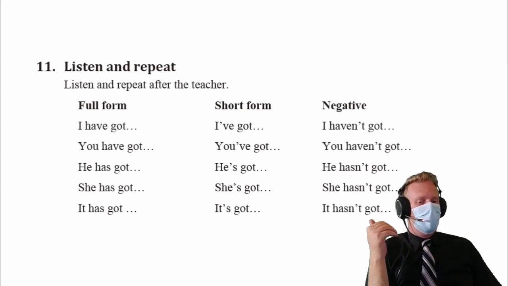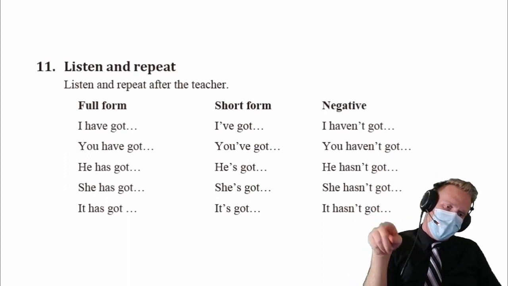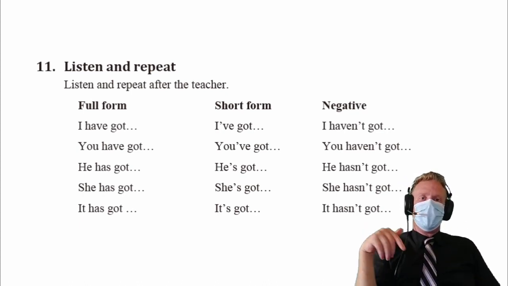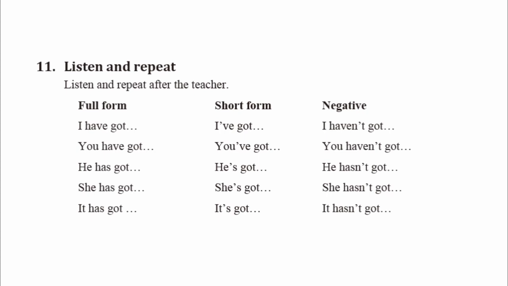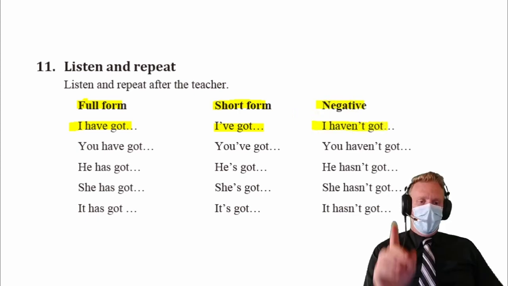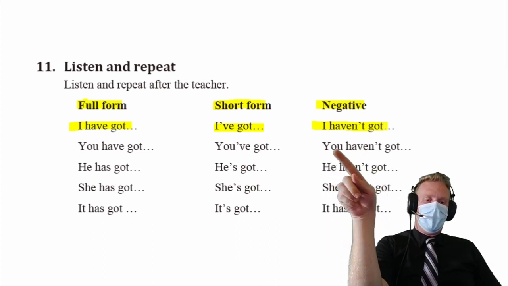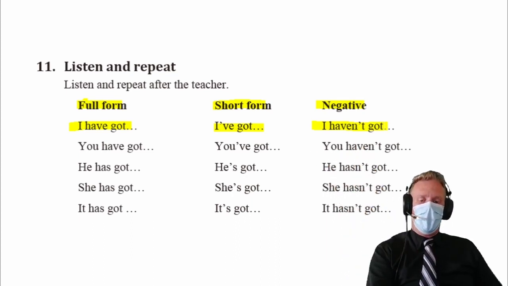Okay, moving on to the practicing of the full form, the short form, and of course the negative form. Now negative meaning no, right? So please listen and practice. Full form, I have got. Short form, I've got. Negative, I haven't got. Right, so I have, I've got, I haven't got. Okay, so make sure you listen and repeat every line. We will go one by one, okay?